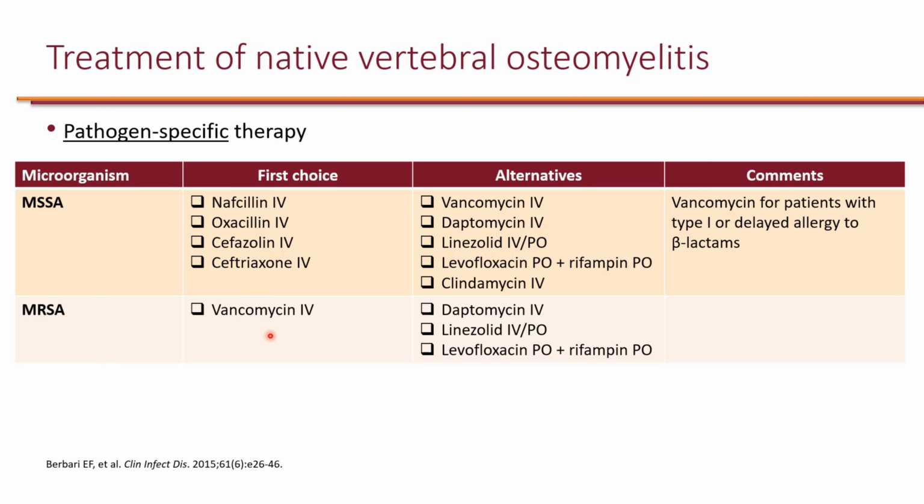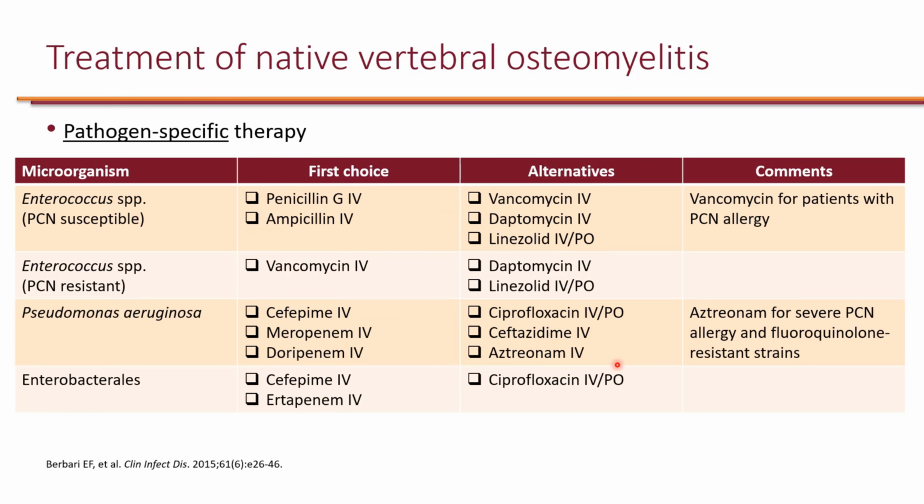So vancomycin is very safe and effective for osteomyelitis due to MRSA. Now, alternatively, we also have the option with daptomycin, linezolid, and of course the combination of levofloxacin and rifampin. For enterococcus that's penicillin susceptible, either penicillin or ampicillin is the drug of choice. And of course, alternatively, we can use vancomycin, daptomycin, and linezolid.